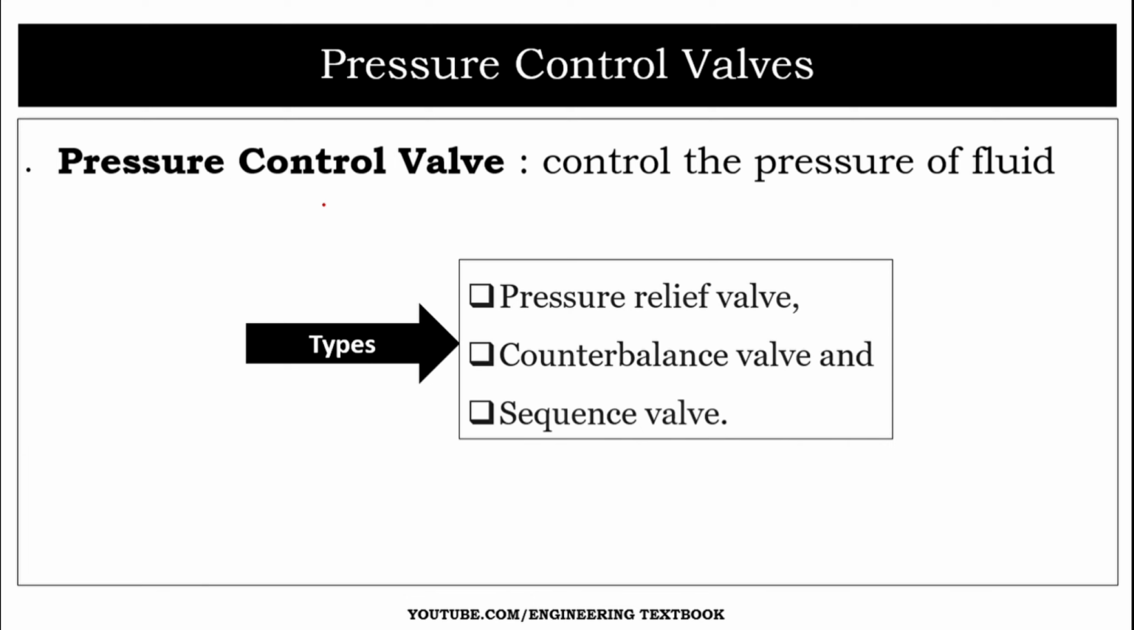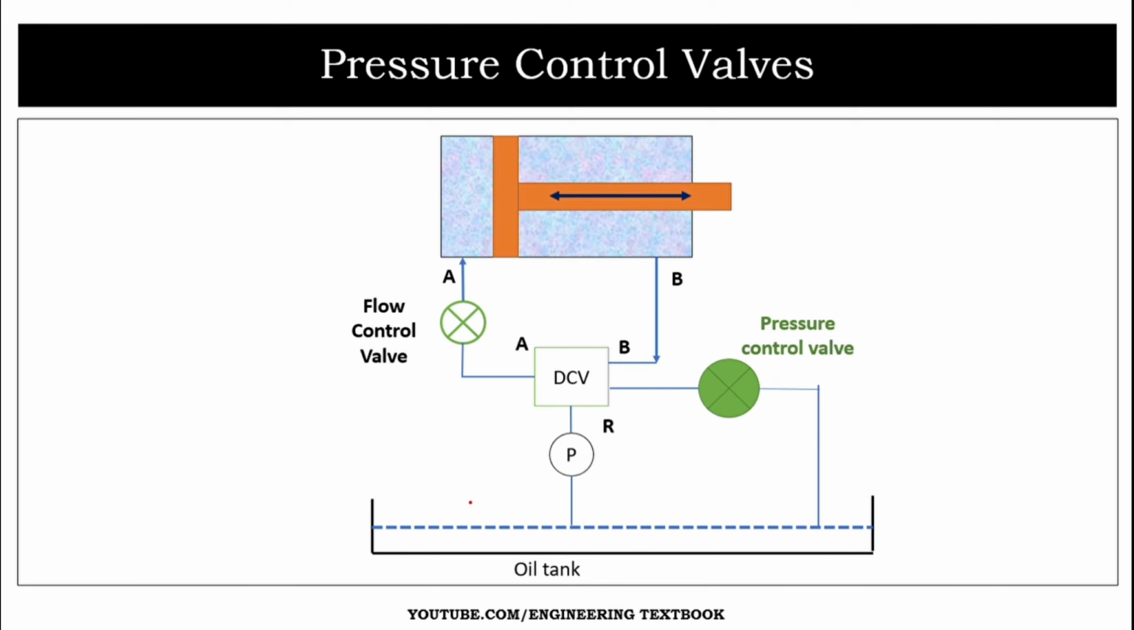Our next valve is the pressure control valve. As the name implies, pressure control, it controls the pressure of the fluid. There are three types of pressure control valve: pressure relief valve, counterbalance valve and sequence valve. So let's see the construction of the pressure control valve. Here there is an oil tank with a pump, DCV, flow control valve, cylinder piston arrangement, and in between the oil tank and DCV there is a pressure control valve attached. So let's see why it is attached here.